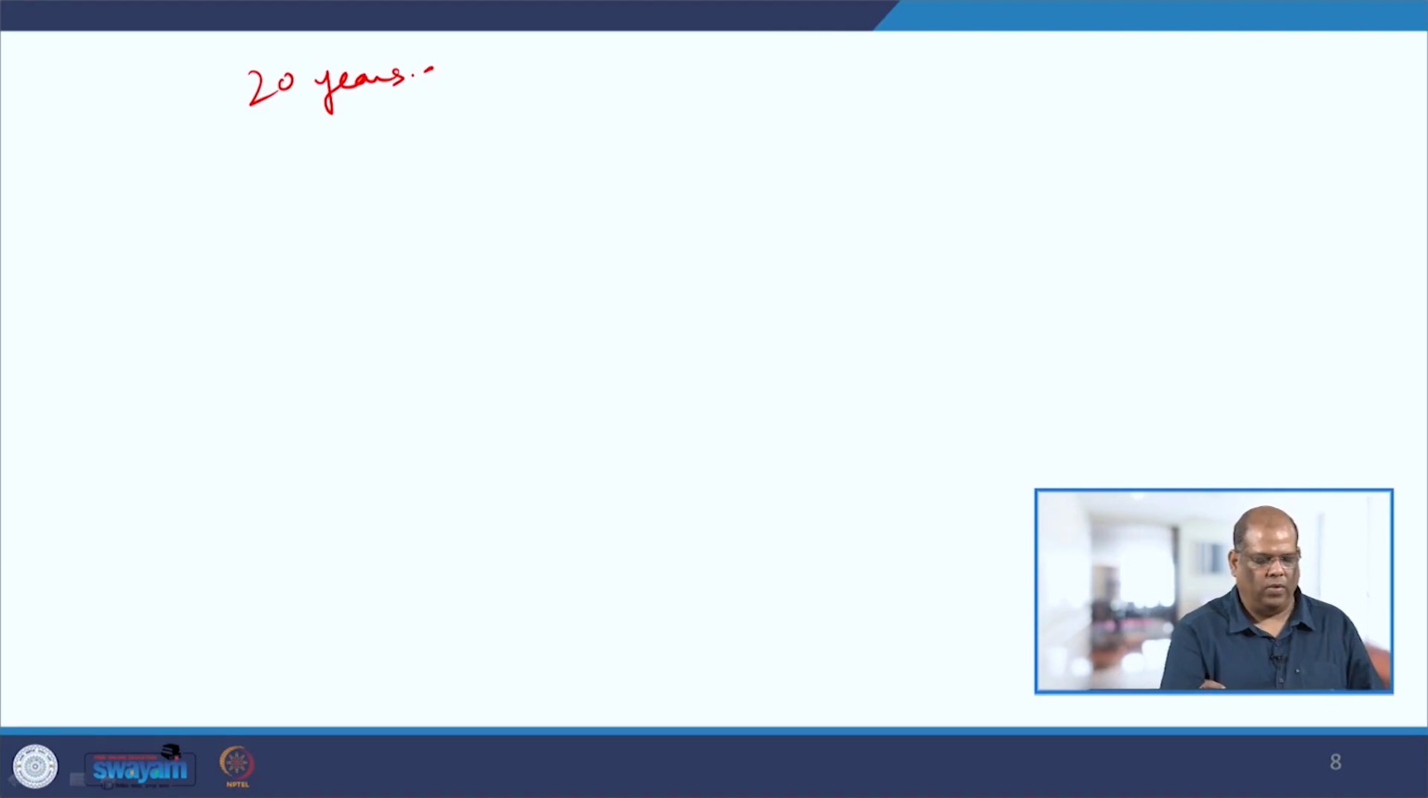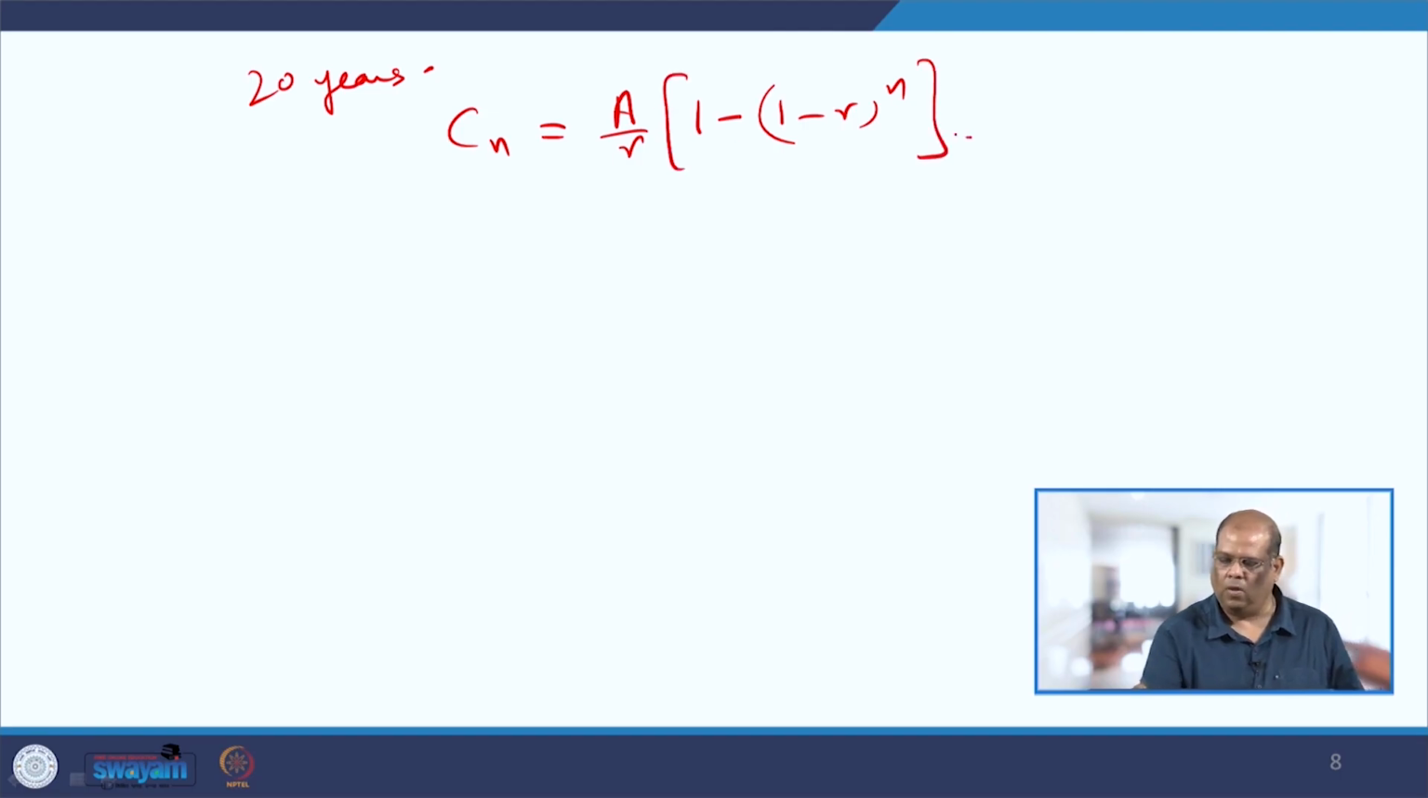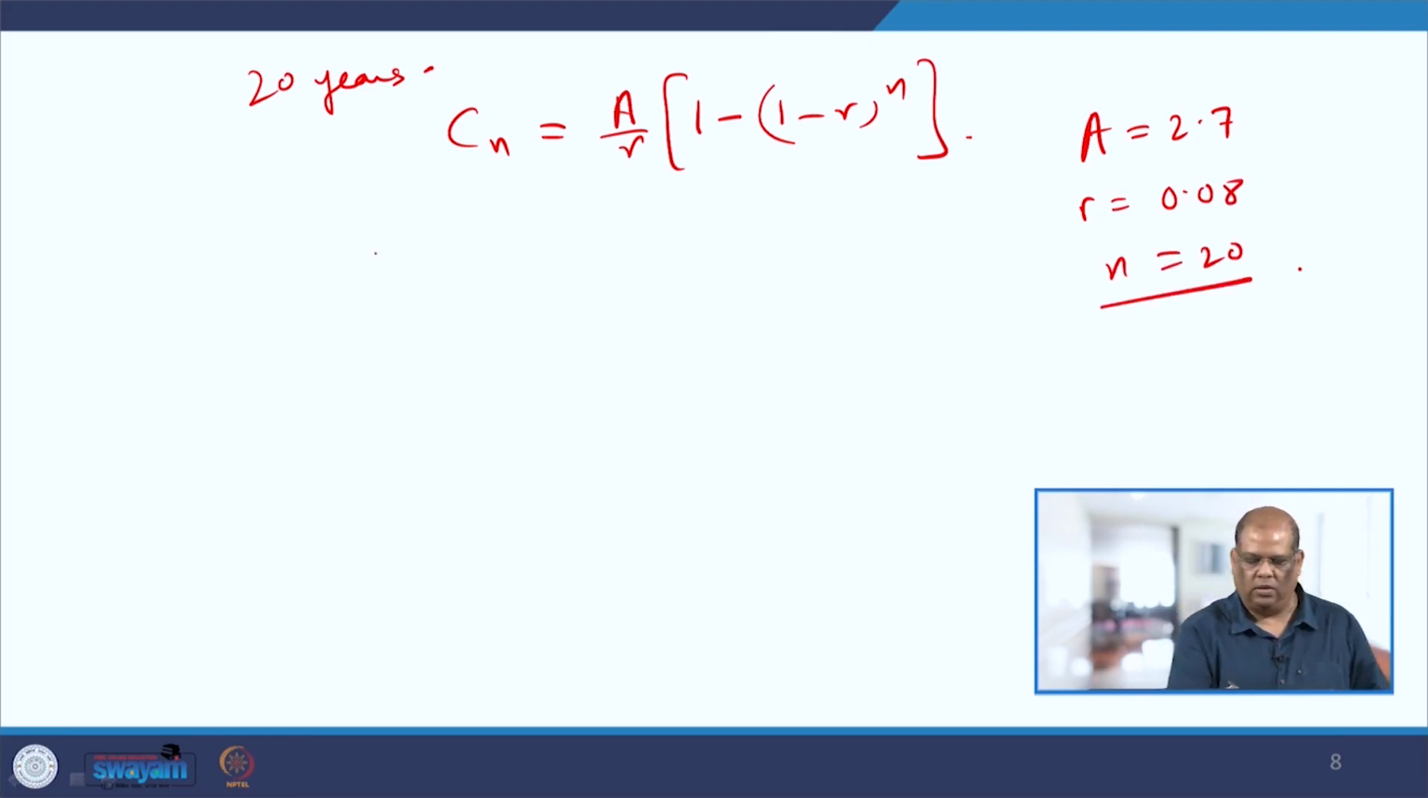Now if you want to know what will be the amount of cadmium after, say, 20 years, all you have to do is write the formula Cn is A by R times 1 minus 1 minus R to the power n, where your A is 2.7, your R is 0.08, and your n is 20. So you want to calculate the amount of cadmium after 20 years.